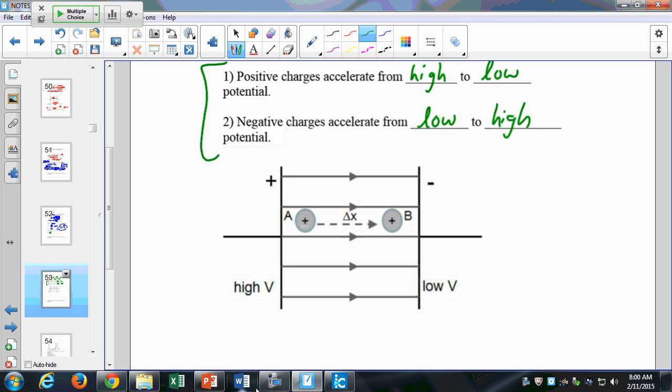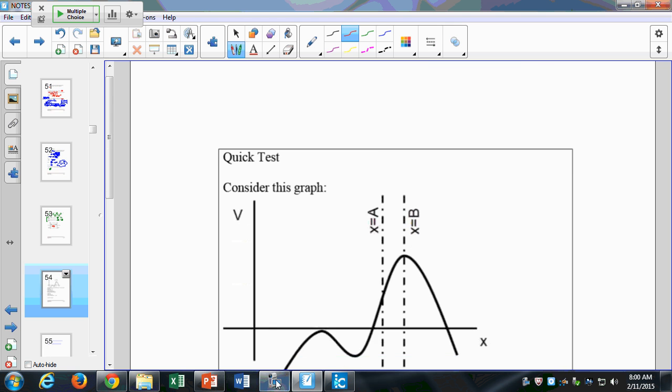And then conversely, if I put in a negative particle, it's going to move away from that negatively charged plate, so the negative particle will move from low to high potential. You with me on that? So if you ever forget, like I always forget, you just draw your little plates there and think about the direction that your positive charges move. And positive charges move from high to low potential. All right, so let's think about this.